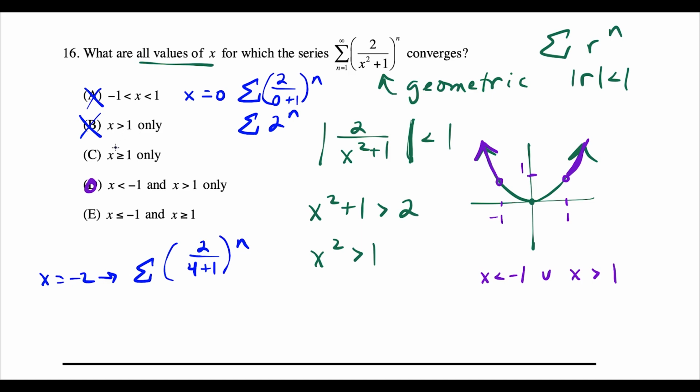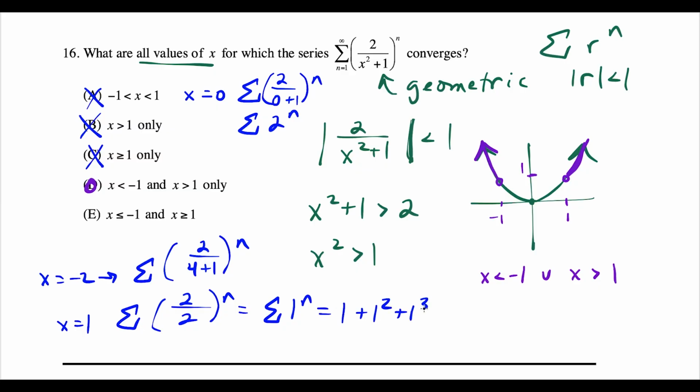So this is incomplete. X greater than or equal to 1 is no good because x equals 1 gives you something that diverges, and we already saw x equals negative 2 gives you something that converges. So just like that, this one is out. Now, letting x equals 1 will disprove choice E because choice E is almost the same thing as choice D. If we plug in x equals 1, we're going to have the series 2 over 1 squared plus 1, which is 2, to the n power. This is the series 1 to the n power, which is just 1 plus 1 squared plus 1 to the third, and so on, which will definitely diverge.